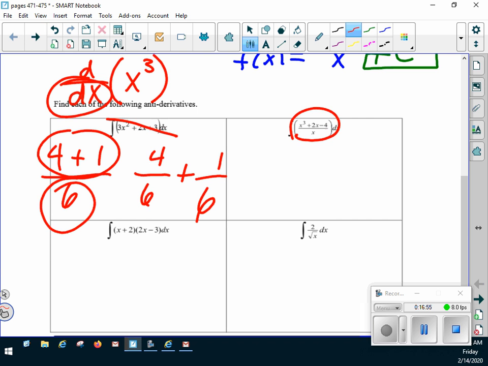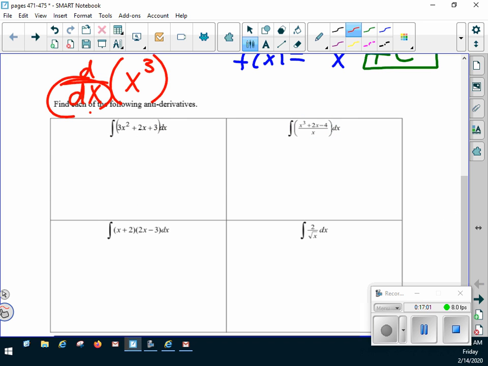How many fractions will we split that up into? 3. So let's split. This is going to be the integral of x cubed over x. What's x cubed over x? x squared. Plus 2x over x. No, I am simplifying this.